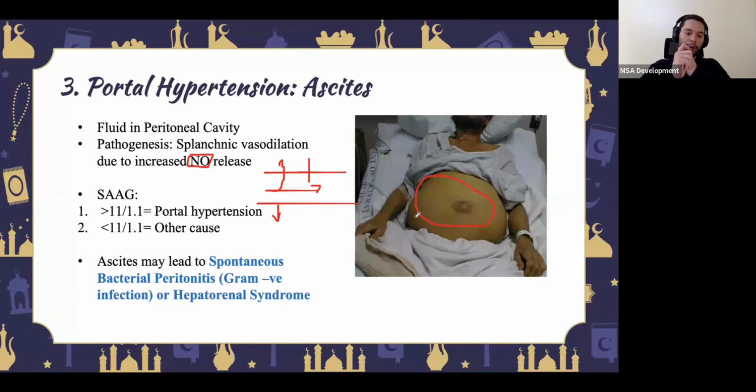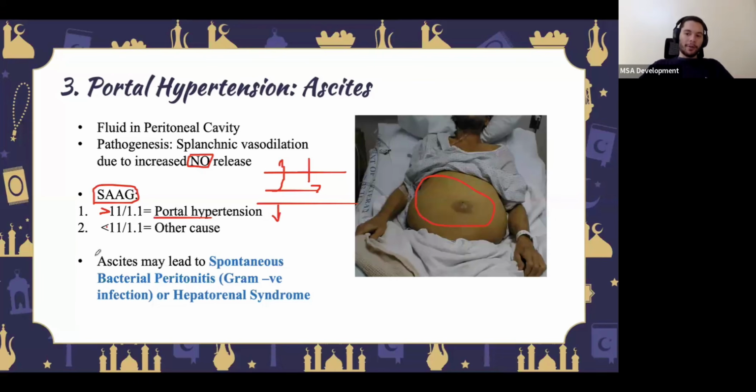Okay? Now, SAG, honestly, I do not know exactly what it stands for, but I need you guys to remember two values. If the SAG is more than 1.1, then this ascites is caused by portal hypertension. If SAG is less than 1.1, it's caused by any other cause. Right? Just keep it as simple as possible.